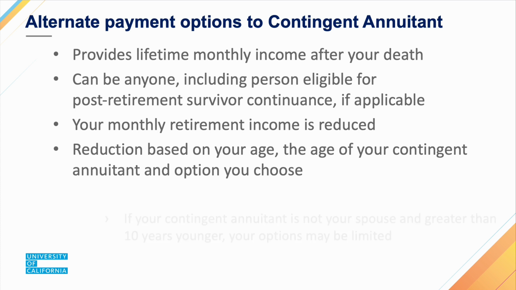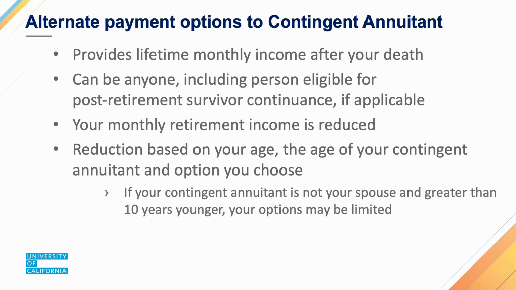Now, if your contingent annuitant is not your spouse and is greater than 10 years younger than you at retirement, your options may be limited under the Internal Revenue Code minimum distribution incidental benefit rules. You can contact RASC for more information. Now, the election of a contingent annuitant is an important decision because once you retire, the choice is irrevocable. So, for example, should that person pass away before you do, the benefit is not transferable to someone else, and you continue to receive a reduced pension.